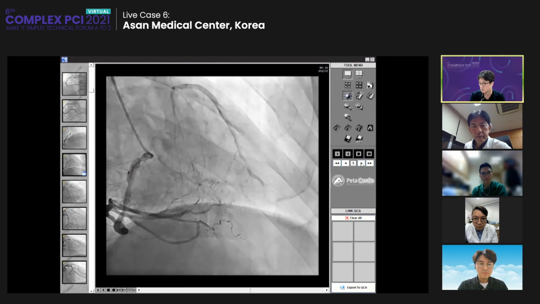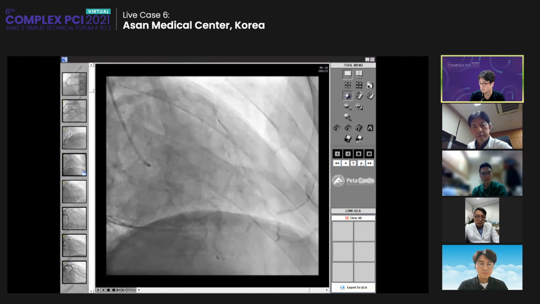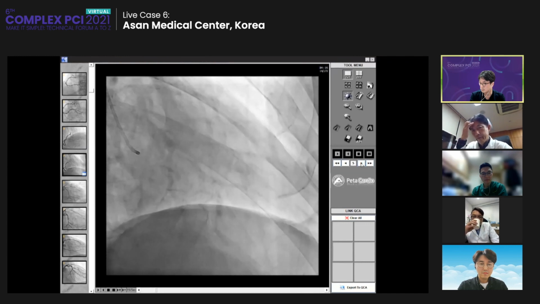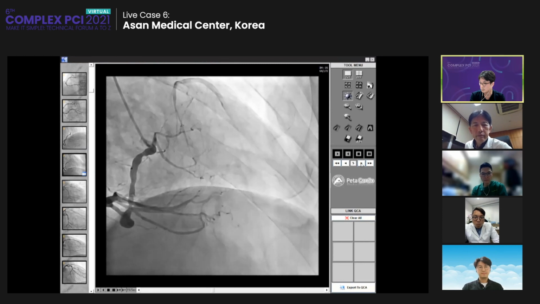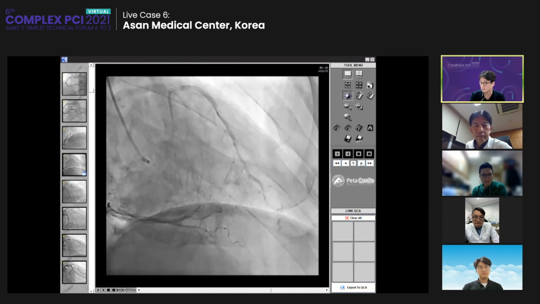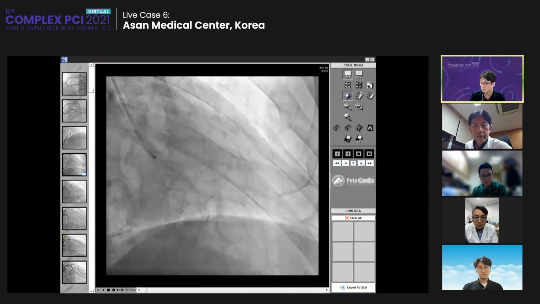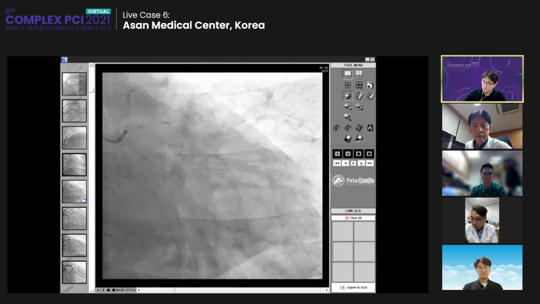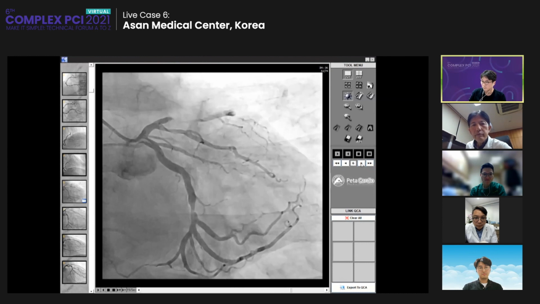And this is a caudal view. I don't think that this view is quite good enough to assess the connection to the PDA. But maybe we can search for a collateral that is connected to a more distal part of the LAD during the procedure.